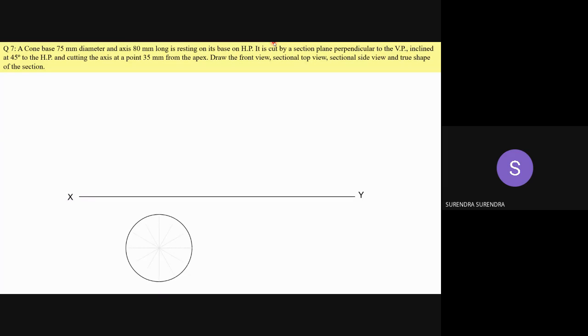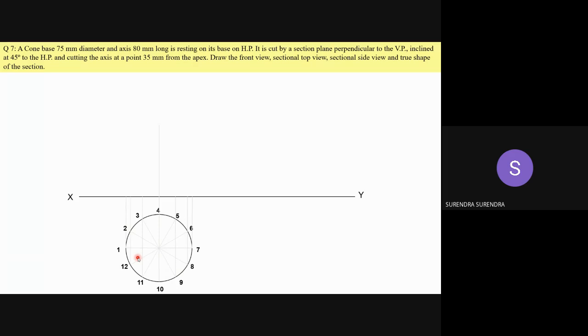The best option is to divide it into 12 equal parts. Why? Because if you divide it into 12, you will get a smooth curve in the top view or the sectional views. Otherwise, with only a limited number of points, it is difficult to draw a smooth curve passing through those points. So it is better to divide it into 12 parts. Name these points 1 to 12: 1, 2, 3, 4, 5, 6 up to 12.